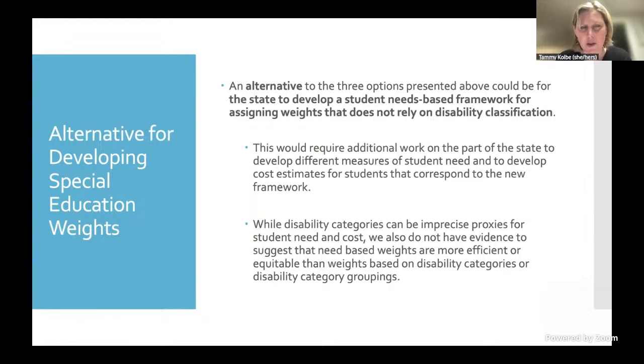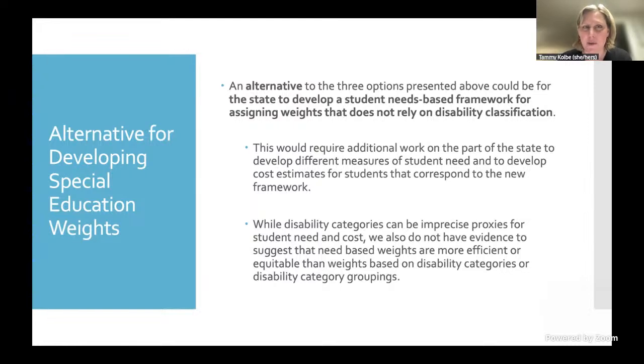But if the state wanted to do that, you would have to invest in developing a different set of measures for student need and develop cost estimates for that. That is not a small undertaking, right? Because we have to build this from the ground up for students. And the other point I would make, and this just comes from our experience on the national study, is that while disability categories are an imprecise proxy for student cost and need, we also don't have any evidence to suggest that need-based weights are more efficient or equitable than weights that are based on disability categories. So we don't actually know at this time.